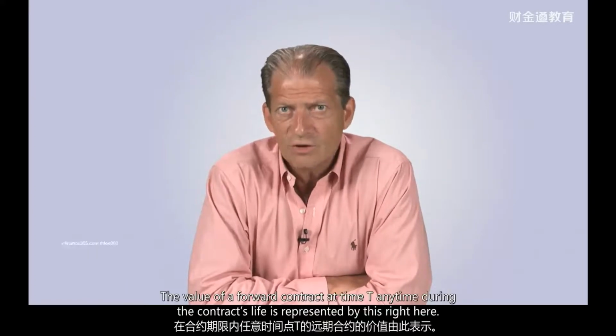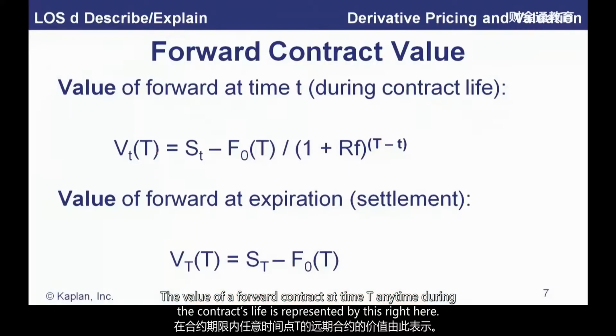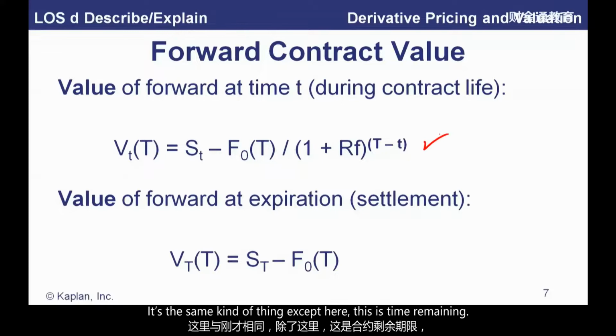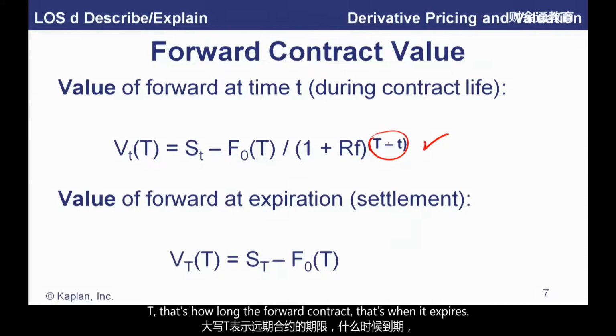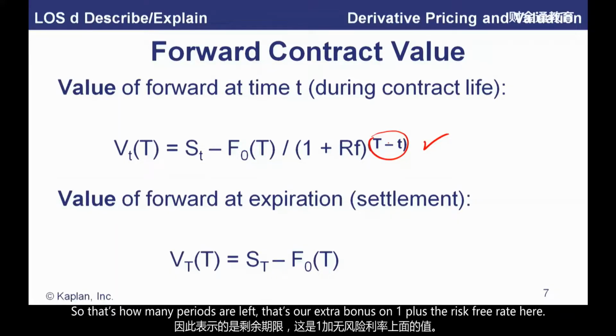The value of a forward contract at time t, any time during the contract's life, is represented by this right here. It's the same kind of thing, except here, this is time remaining. Capital T, that's when the forward contract expires. Little t is something bigger than 0 after initiation, but less than capital T. So that's how many periods are left, and that's our exponent on 1 plus the risk-free rate here.